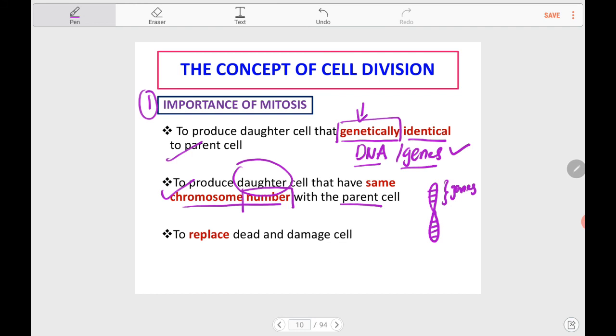Next, another importance of mitosis is to replace dead or damaged cell. Apabila sel undergo mitosis, the daughter cell is identical to the parent cell in terms of the number of chromosome as well as in terms of the composition of genes inside of their chromosomes. Okay, so basically anak dengan parents are the same cell. Okay, means that the new cell can be used to replace the old cell. Okay, old cell tu yang sama ada dah mati ataupun sudah damage.